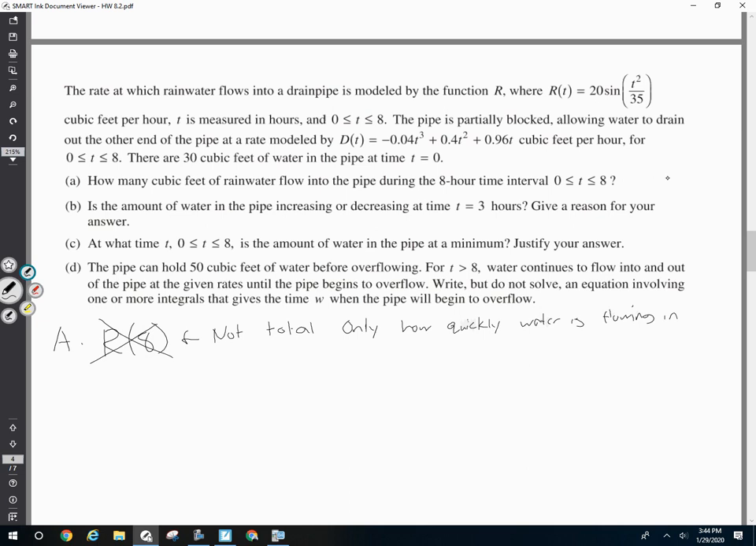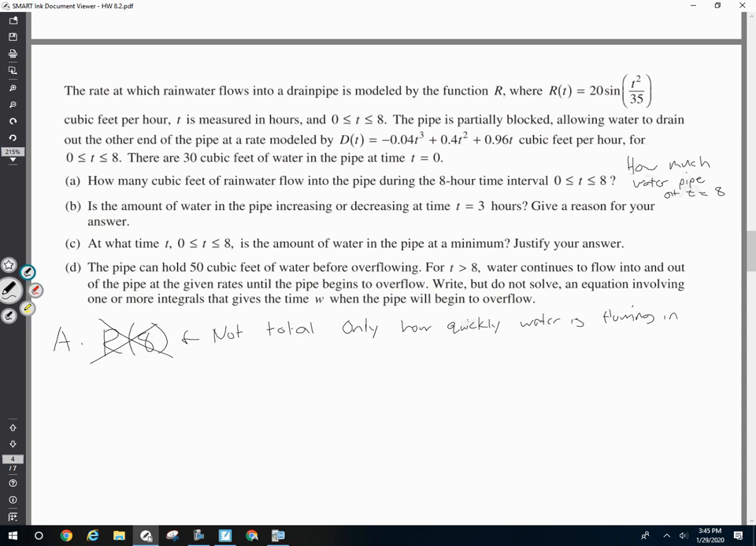This is a different question than if I ask you, and this is the second part of A, how much water is in the pipe at T equals 8? Those are different questions and they will have different answers. Please find the answers, discuss with your neighbor, what's the difference, and how do we find them?